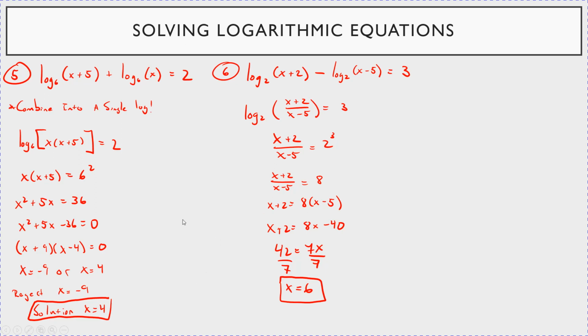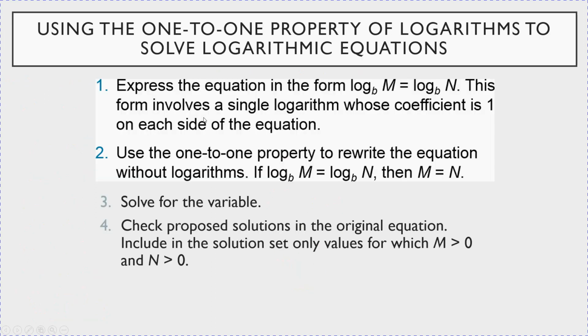All right. I know it's been a long lecture with a lot of examples, but we got some more to work through. So this is our last method, using the one-to-one property of logarithms to solve logarithmic equations. I want to express the equation in the form of log base b of m is equal to log base b of n. So this involves a single logarithm whose coefficient is 1 on each side of the equation. So I want to get a single log on each side. Nothing in front. That's important.